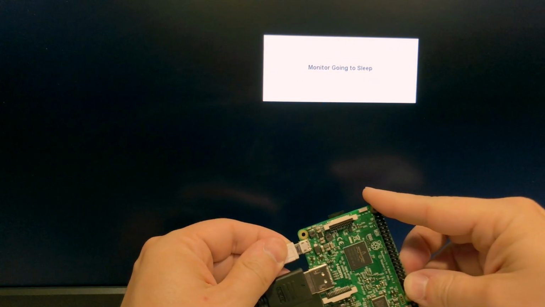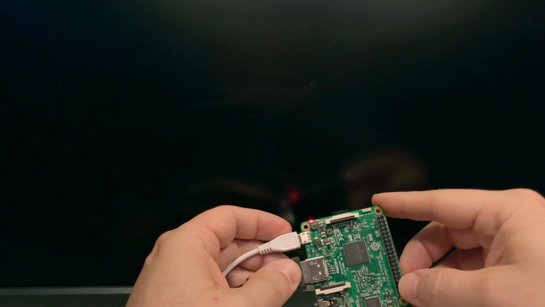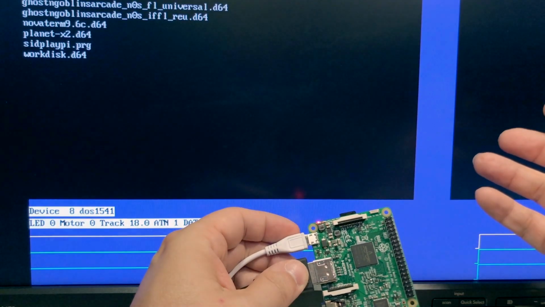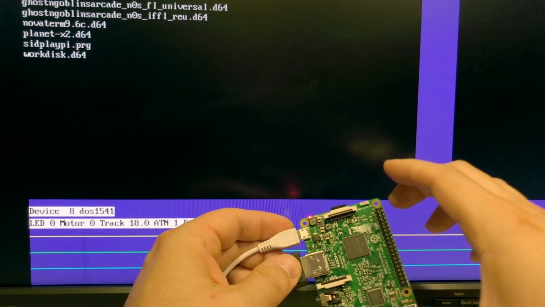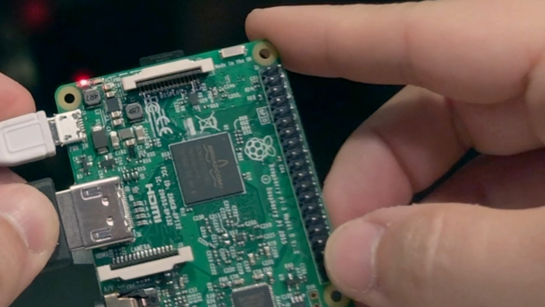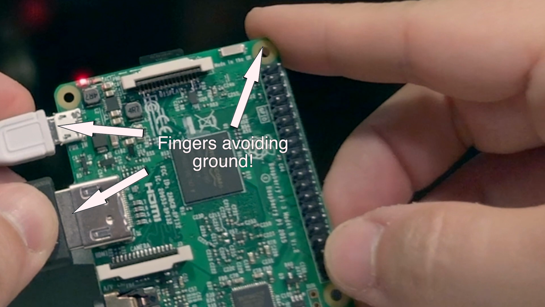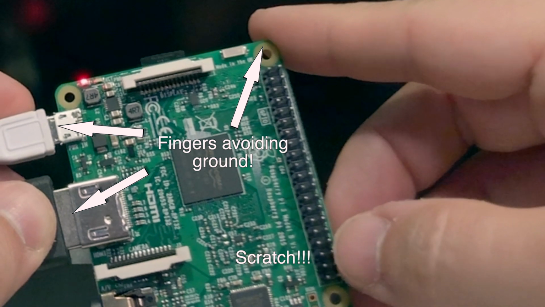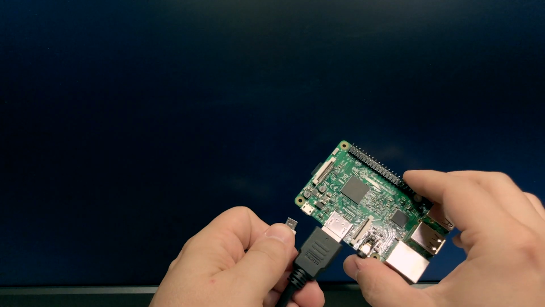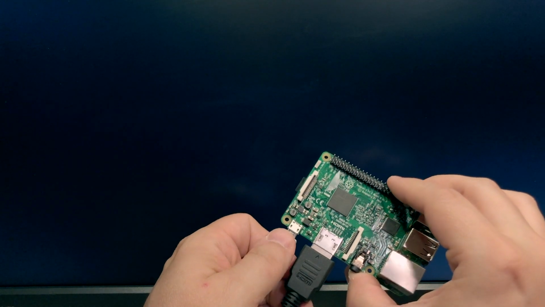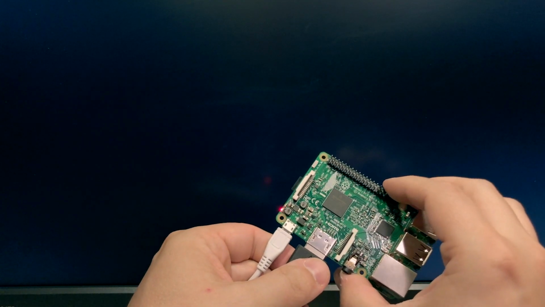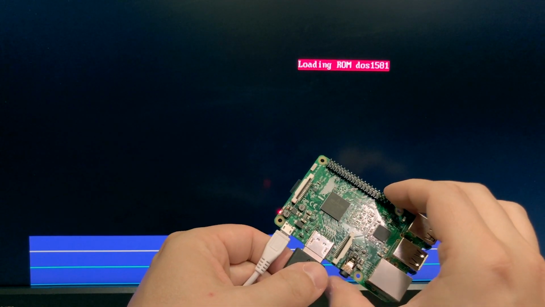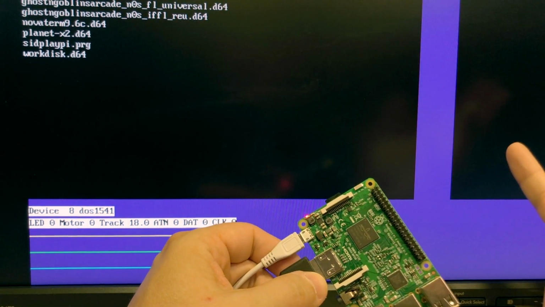I plug it in again here, and all of a sudden, it just works. And you can't really figure out why it worked this time, but look at this. I have my fingers avoiding ground, and then just give this pin here a little bit of a scratch. And all of a sudden, it comes to life. Let's do that again. Nothing. And I give it a bit of a scratch. There we go. And that's the file browser.